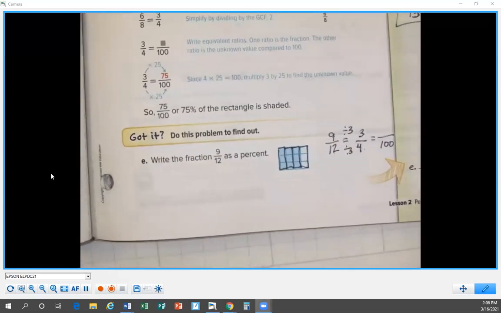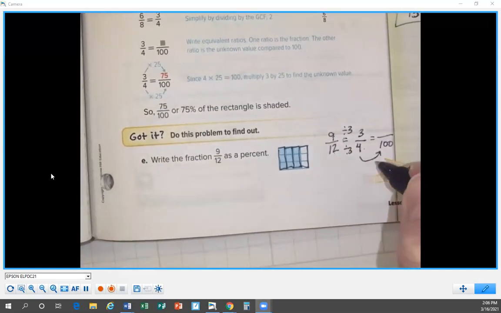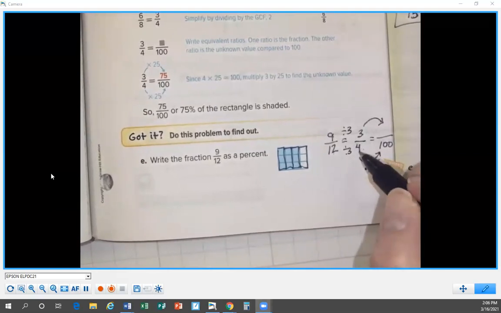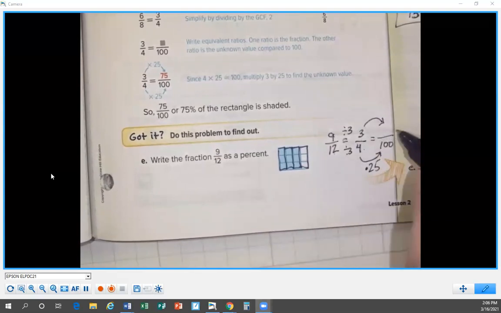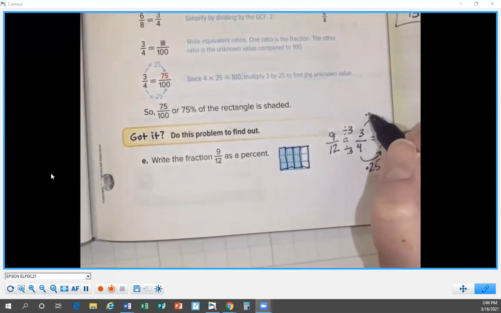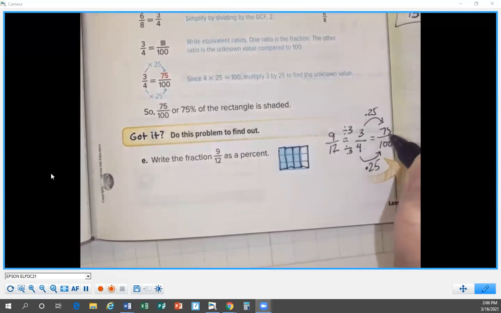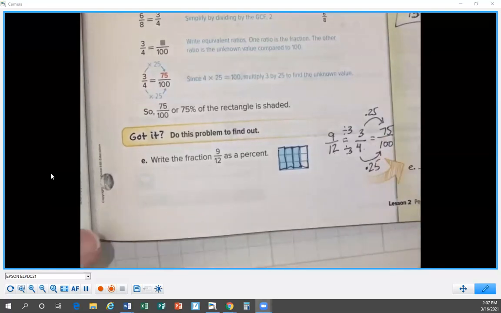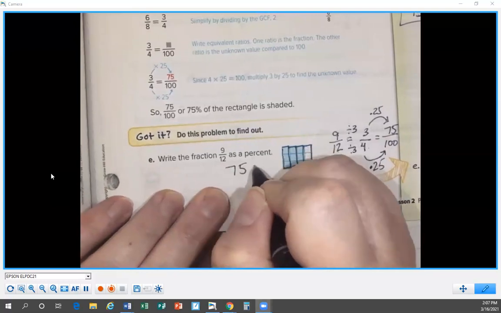Okay, so now 4 does go into 100 evenly. It goes in 25 times. And so then whatever I did to my denominator, 4 times 25 to get 100, I have to do to my numerator to get the new numerator. 3 times 25 would give me 75. So now I have 75 hundredths. Okay, so that is 75%, 75 per 100. So this is 75%.